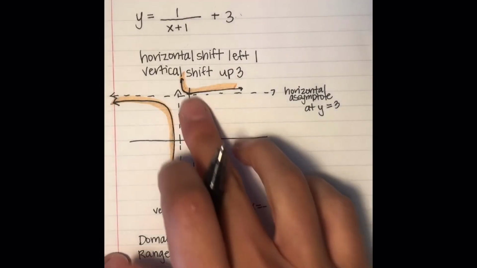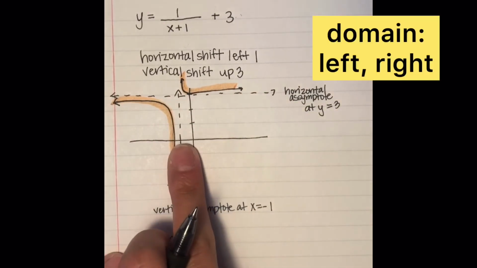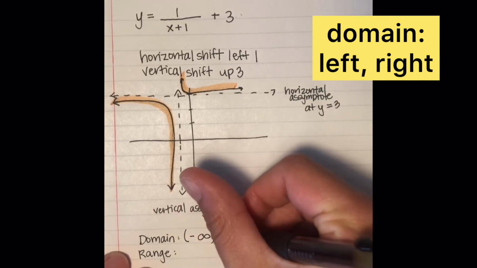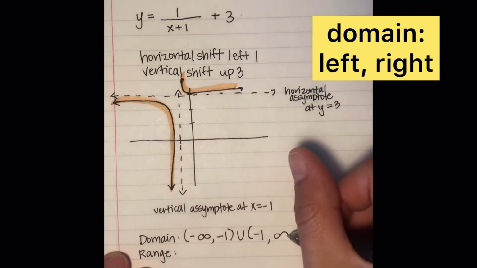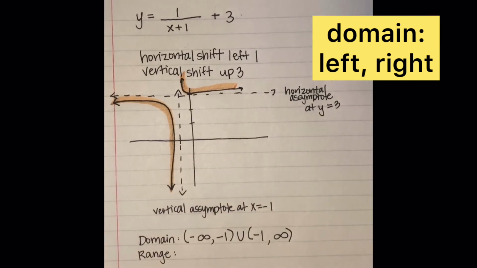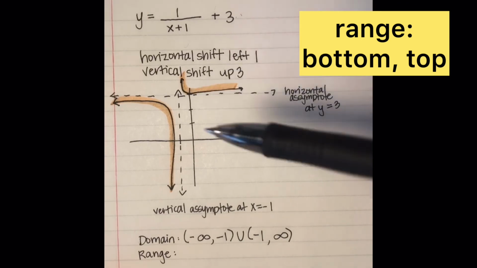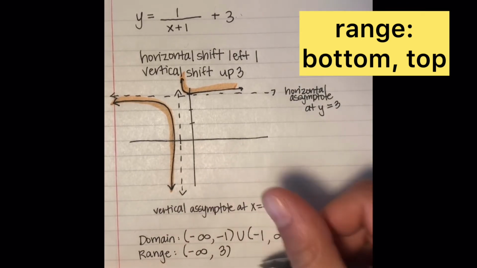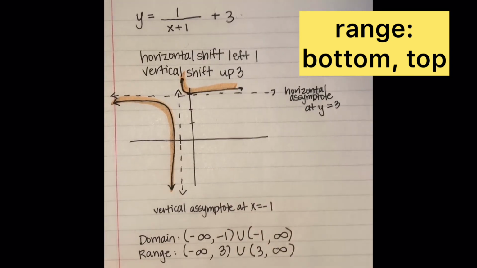This time, we have our gaps at different places. So left to right, we have a gap at -1. So domain goes from -infinity, not including -1, picks back up at -1, and then goes all the way to +infinity. Range, bottom to top, we have a gap right here at 3. So we go from bottom to 3, gap, 3 to infinity. And that's it.